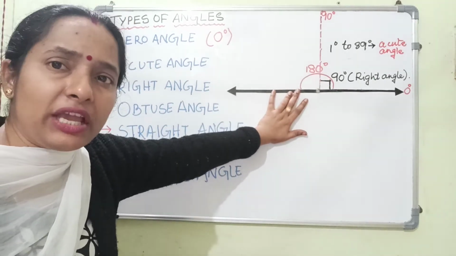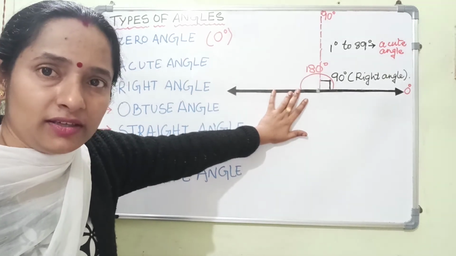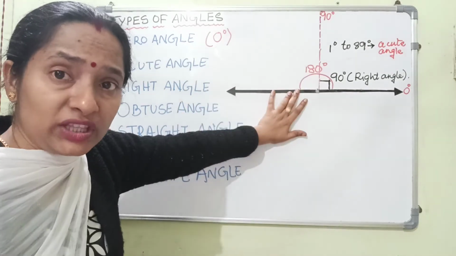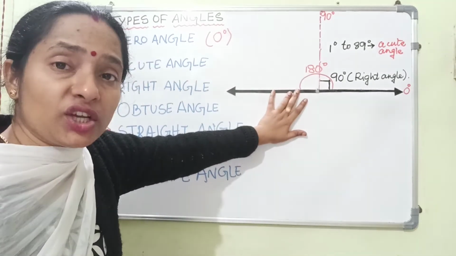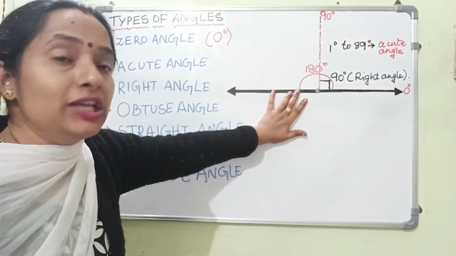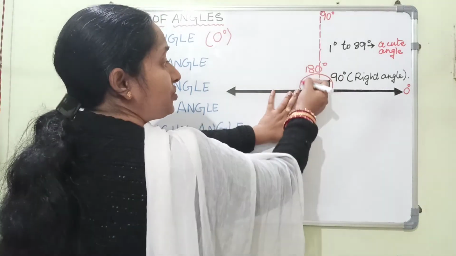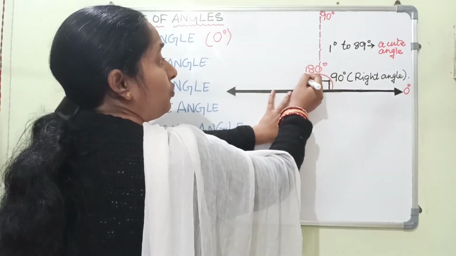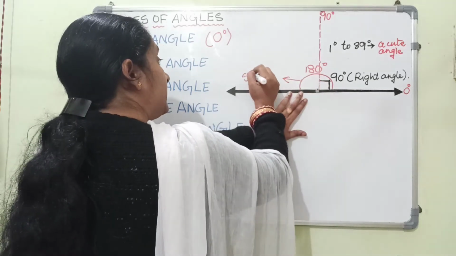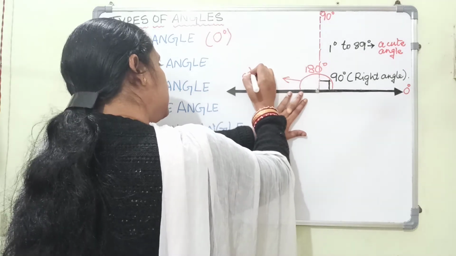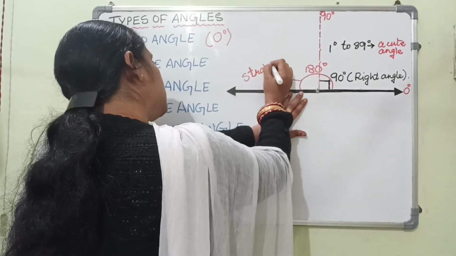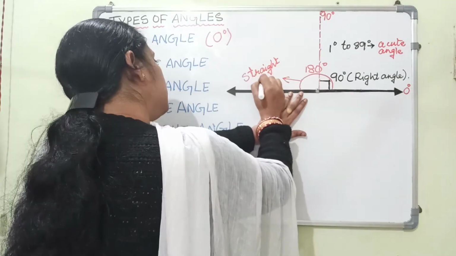Now children, you just recall what the figure looks like. It is straight. It has two arrow marks at both the ends. So what shape is it, children? It is a straight line. So the angle on a straight line is 180 degree, which is called a straight angle.